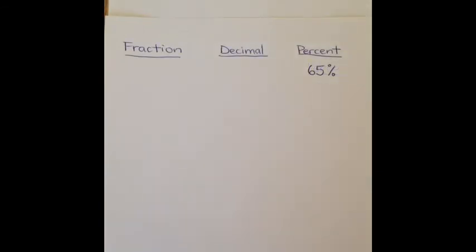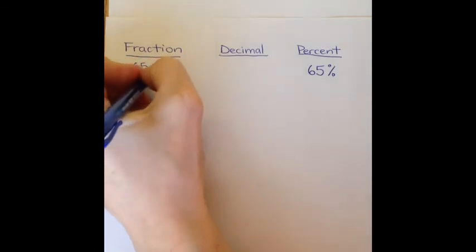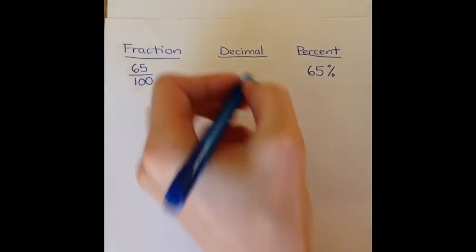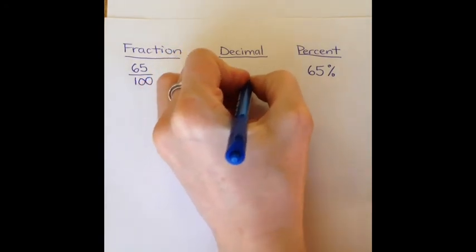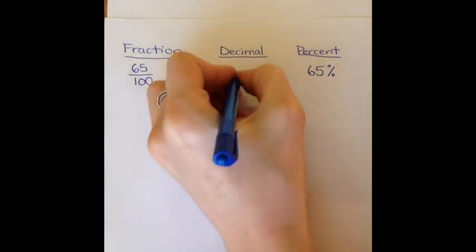I want to convert 65% to a fraction and to a decimal. So percent we know is always out of 100, so to make a fraction, if I have 65%, my fraction will be 65 out of 100. If I say that fraction properly, 65 hundredths, that will help me to write the decimal, 65 hundredths. So I need 2 places after the decimal for hundredths, and then I fill in my 65.